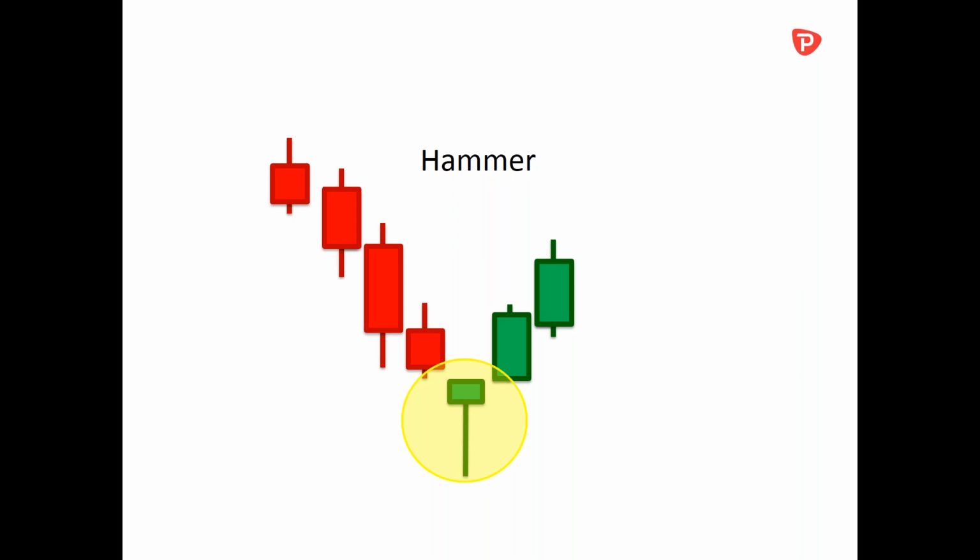So with the buyers able to reverse that and close it higher than it actually opened, it's a very, very big sign that the momentum has shifted. I think it brings up another interesting point. As Tyrone said, at some point, this candle was bearish.